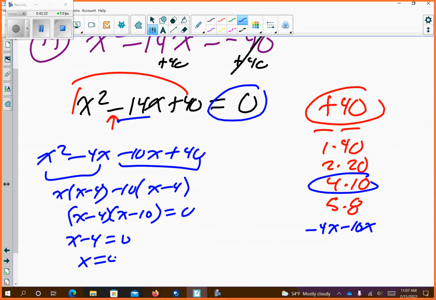Add 4 to both sides. There's one answer. Add 10 to both sides.